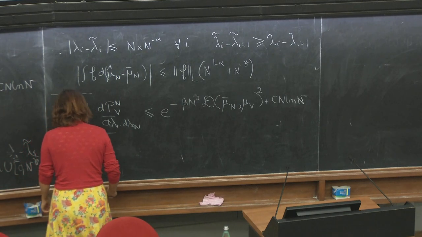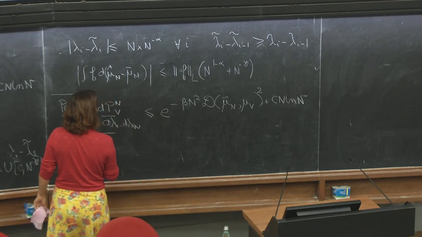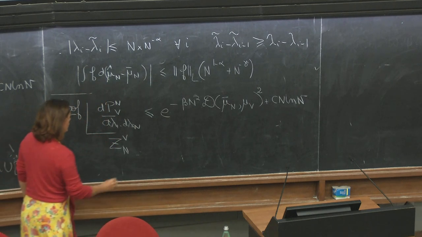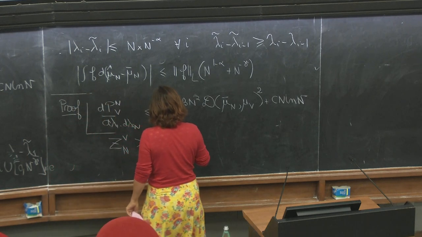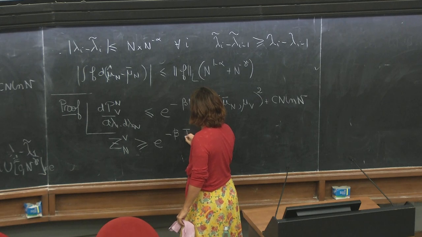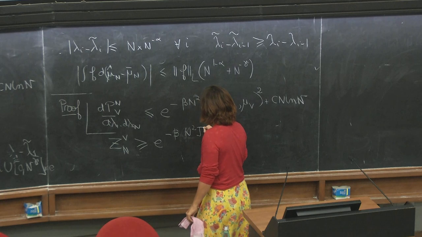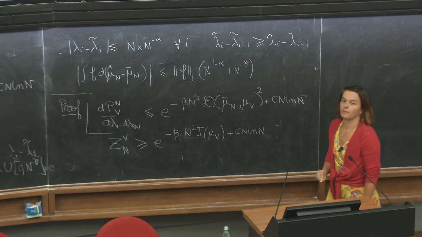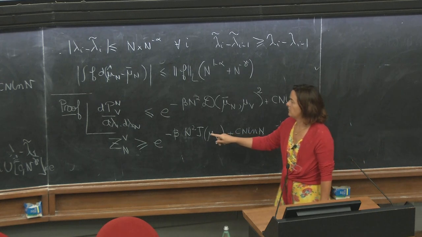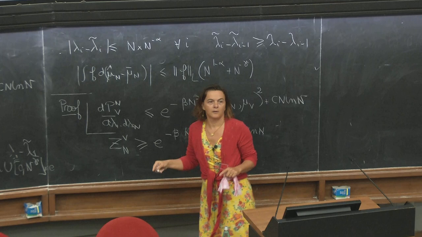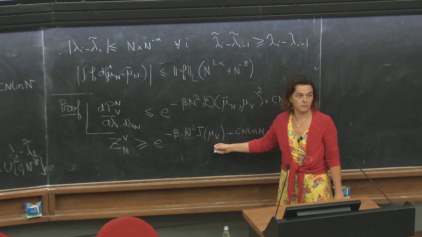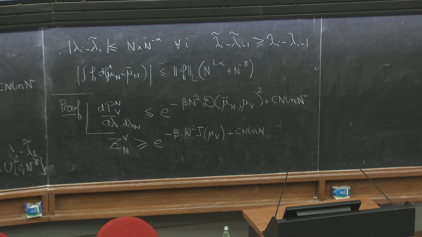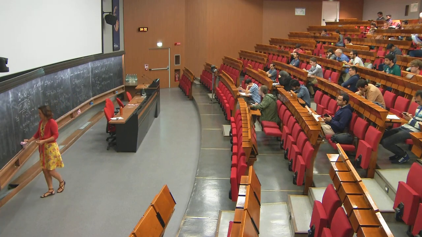So how do you prove this type of estimate? It's quite easy. First, you bound from below the partition function. What you show is that this is bounded below by minus beta n squared times the energy of mu v, up to some error which is of order n log n. I'm not going to do the detail of that, but the idea is that you just restrict your integral to take the lambda i very close to the quantiles of this measure. The details are in the notes. It's really about finding the right event which makes the biggest contribution.